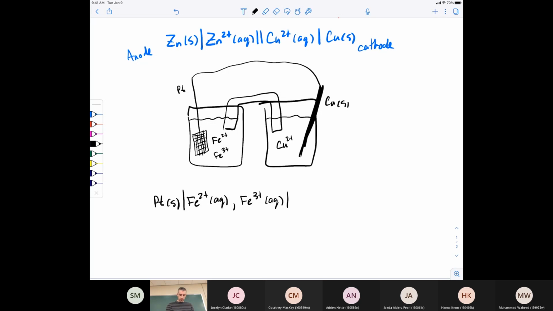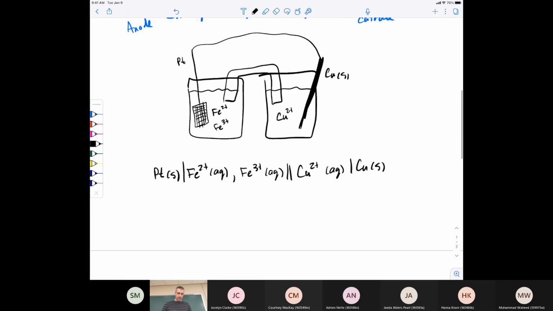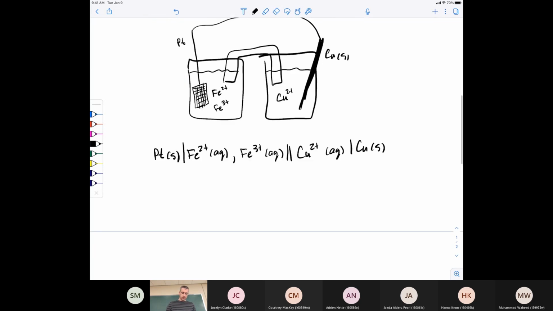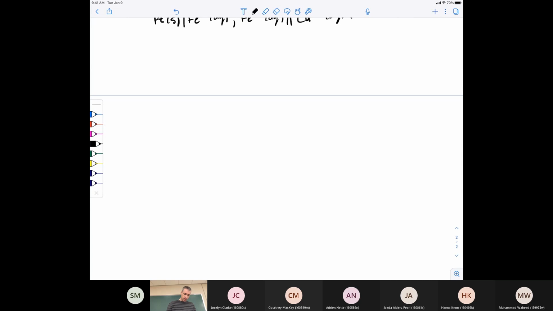Next, we have the salt bridge, double vertical. And then the right side is the same as before: Cu2+ (aq), Cu (solid). We can do one more example before I go back to the slides. This is going to be using one of our gas electrodes. So let's draw another electrochemical cell.